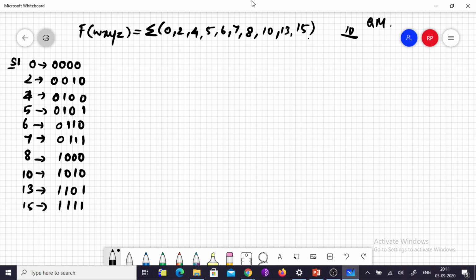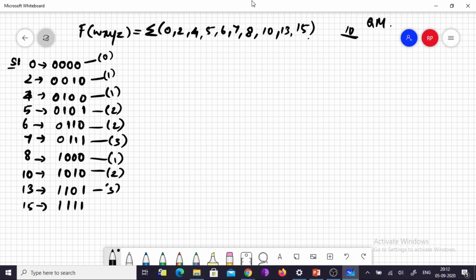So we will rearrange these minterms in the order of the number of ones present inside them. The first minterm doesn't have any ones, so the number of ones is 0. The second one has just 1, the third is again 1. The fourth one has 2 ones, and here also the number of ones is 2. I'm checking the number of ones present in each bit location. Here it is 3, here it is 1, here I have 2 ones, here I have 3 ones, and here I have 4 ones. So I will arrange them in ascending order now.